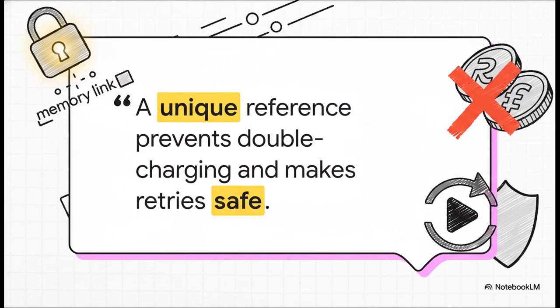Okay, but what about those really costly mistakes, like accidentally double charging a customer? How do we prevent that? Well, the key is to give every single payment attempt a totally unique reference. You can think of it like a memory link for that specific order. So if a customer's connection drops and they hit the pay button again for the exact same order, Paystack sees that familiar reference and goes, nope, I've seen this one before, and it rejects the duplicate charge. It's a simple concept, but it's what makes your entire system safe to retry.